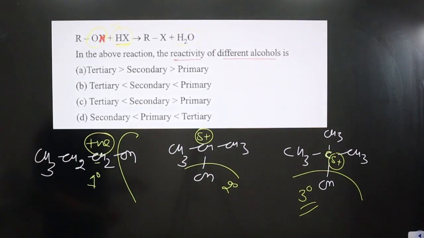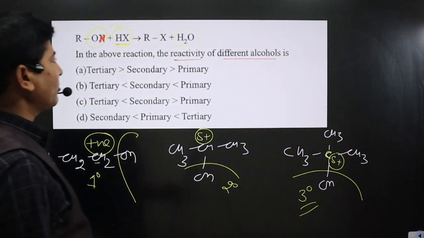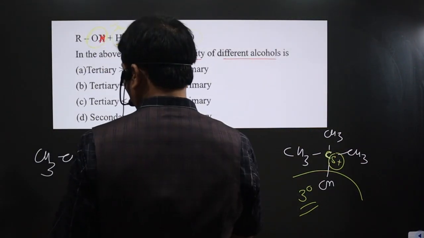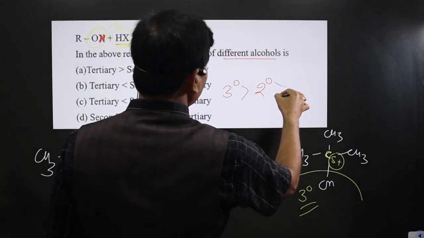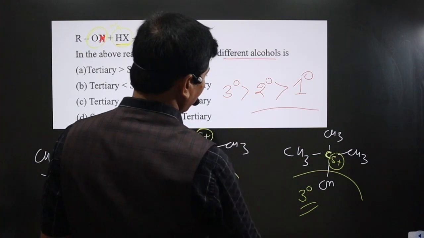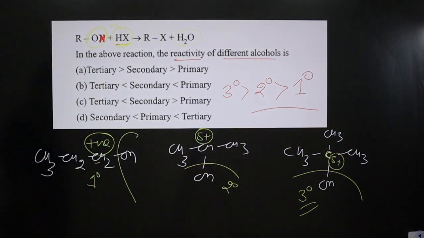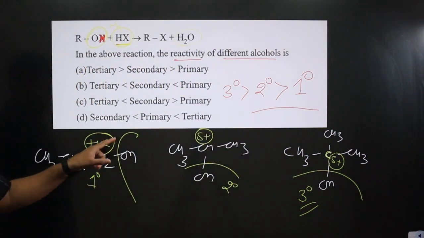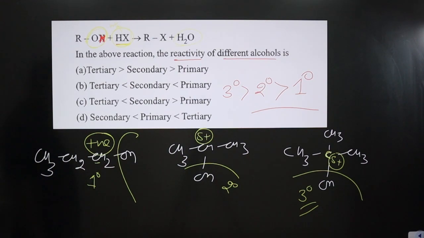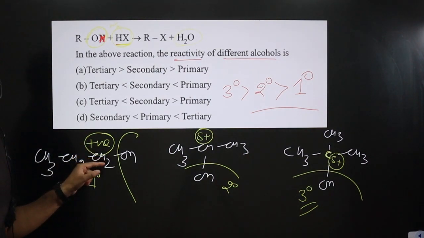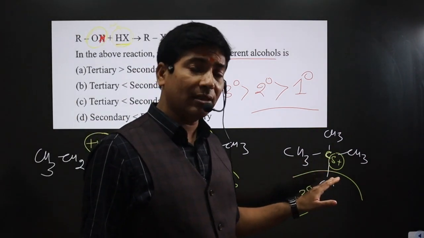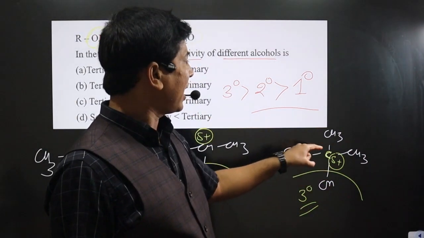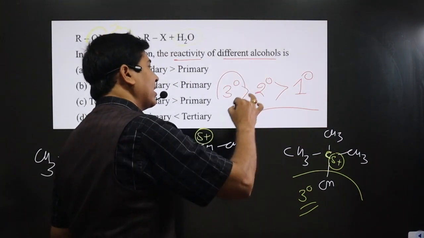And about the stability of carbocation, we have learned that tertiary carbocation is more stable than secondary carbocation, and secondary carbocation is more stable than primary carbocation. So you can see, if OH is removed from primary alcohol, we get the least stable carbocation. But if we remove OH from tertiary alcohol, then we get a highly stable carbocation.